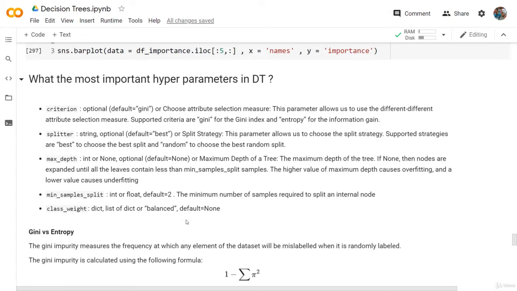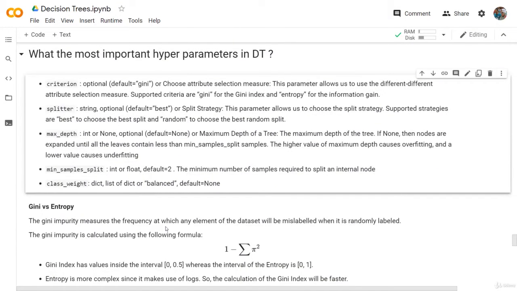Okay, and the default is of course None. So if we didn't specify a class weight, then sklearn will treat them equally. Now these are the most important hyperparameters for the decision tree. But does this mean that these are the only hyperparameters?